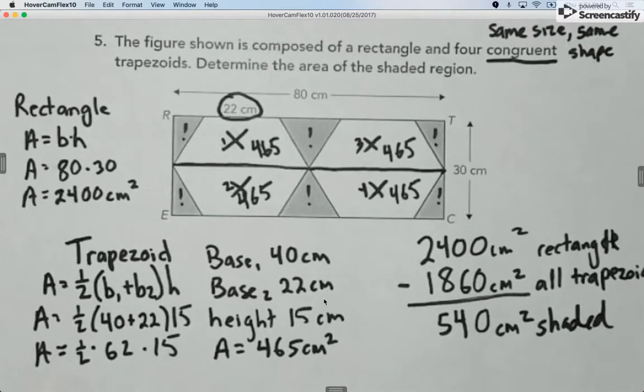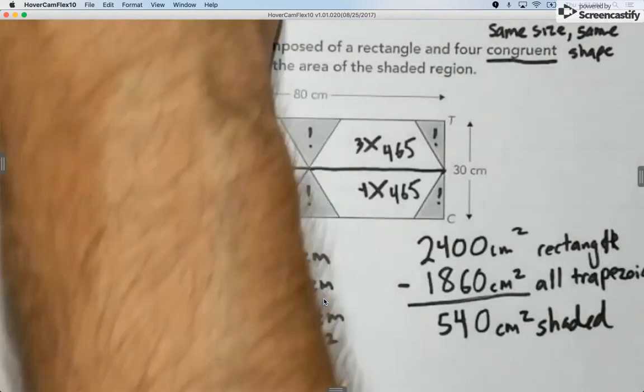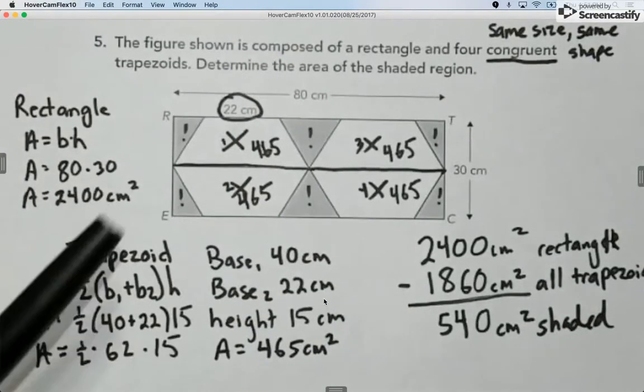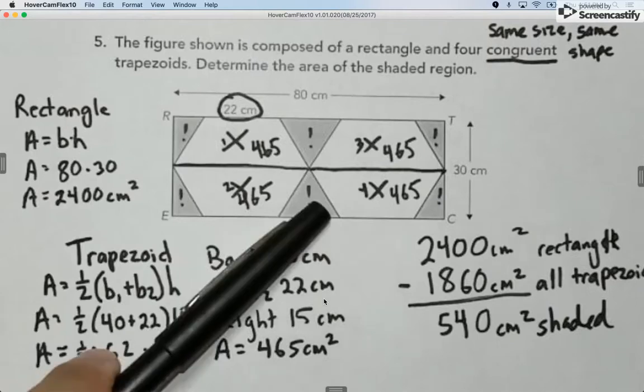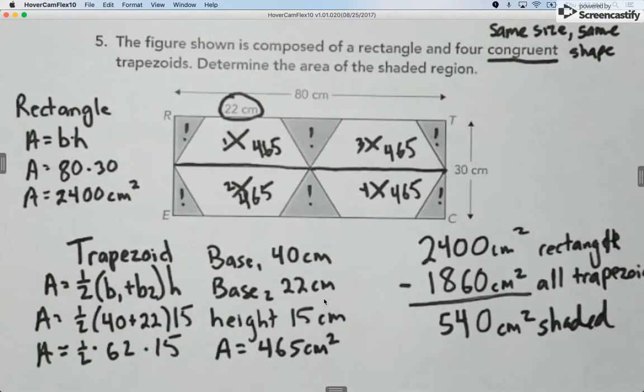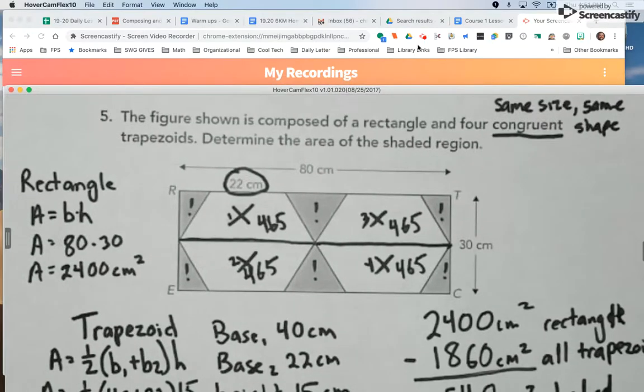Now, that is one way to do this problem. The other popular way to do this problem in the past has been to figure out the area of the triangles. And that is possible as well. I just wanted to show you this way. Yeah. Next problem.